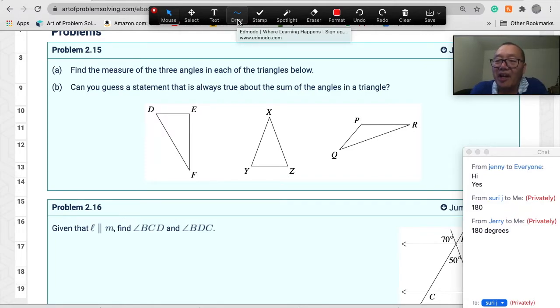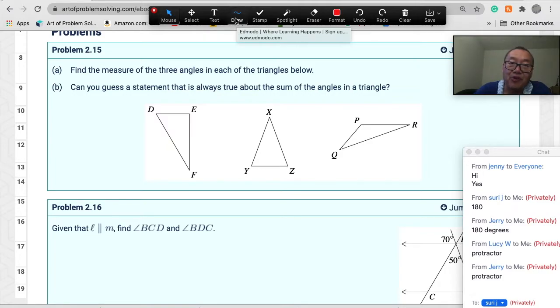We already learned that before, right? Can you tell me the name of the tool you use to measure the size of an angle? What do we call that? Yeah, good. Lucy, you're right. Jerry, also right. Yes, that's called a protractor. Use a protractor, you can measure the size of an angle.